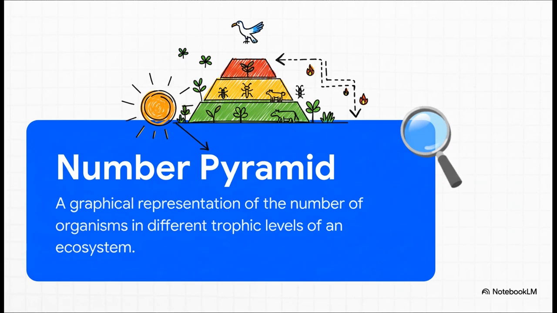Each level of the food chain is called a trophic level. So at the very bottom, you've got your producers. That's plants, making their own food from the sun. Then the level above them, those are the primary consumers, the herbivores munching on the plants. And then you have the secondary consumers eating them, and so on up the ladder. You're basically building a little census of the ecosystem, level by level.